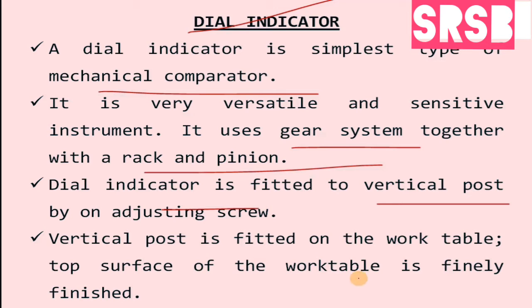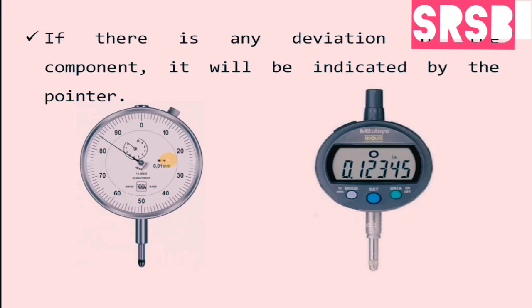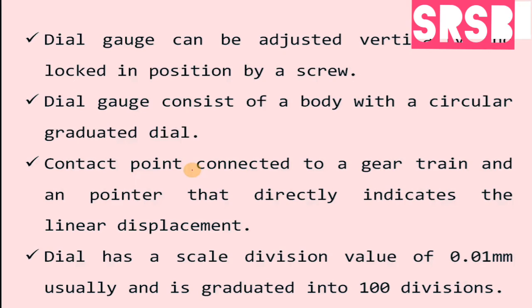The vertical post is fitted to the table. The top surface of the work table is finely finished, so only then will you get accurate results from the measured value. The dial gauge can be adjusted vertically and locked in position by a screw. The dial gauge consists of a body with a circular graduated scale. These are the graduations provided on it.